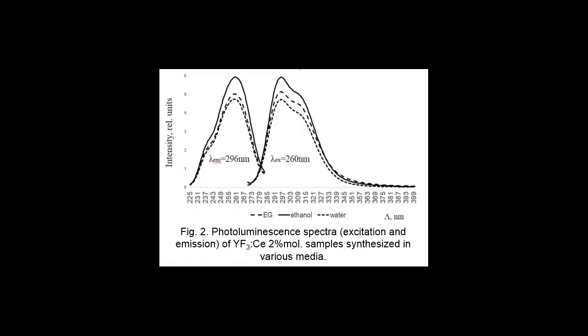All the samples were synthesized with cerium concentration 2%. However, as you can see from the figure, the sample synthesized in ethanol medium has a higher intensity. So ethanol medium is the best medium for getting the highest intensity. However, in our case, obtaining samples with the smallest size is much more important.